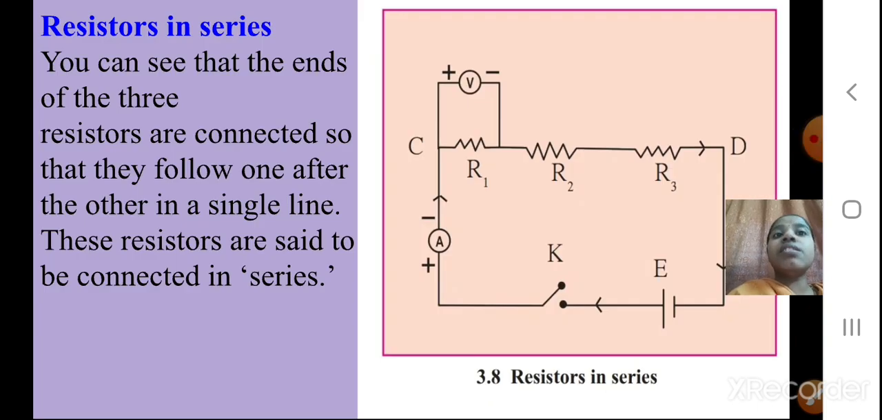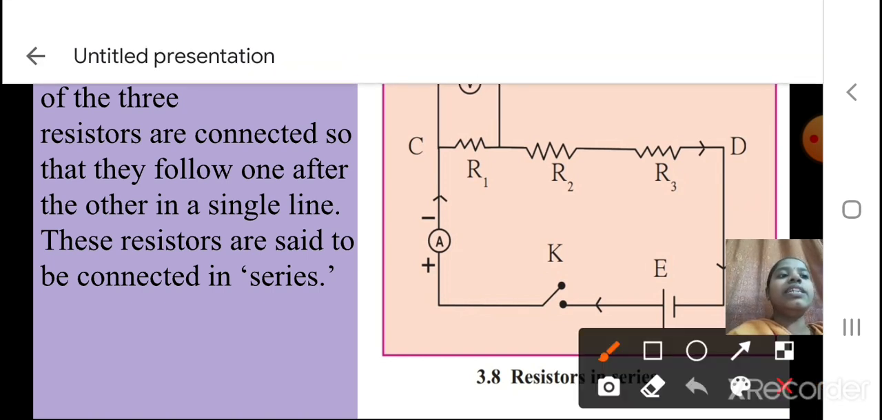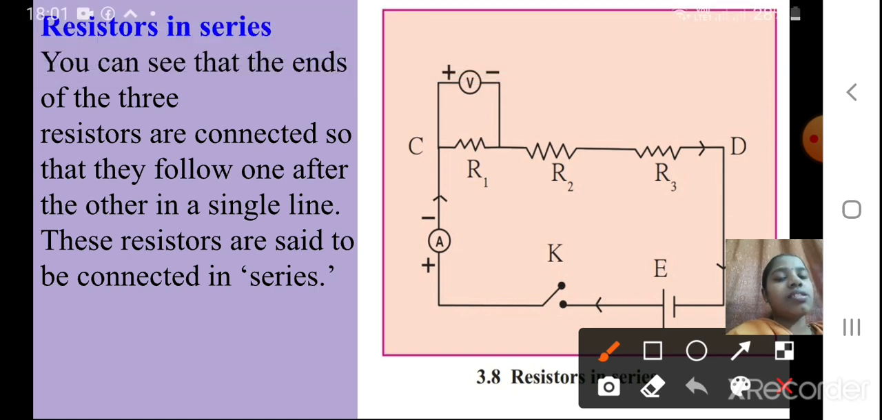Now see here, resistors in series. Now what is this, students? Resistors in series we will see. You can see that the ends of the three resistors are connected so that they follow one after the other in a single line. We are talking about the resistors. Now only we saw how we draw the resistor, right? See, this is my resistor 1, this is my resistor 2 and this is my resistor 3, right? So how are the three resistors connected? They are connected one after the other in a single line. Can you see they are in a single line? Yes. These resistors are said to be connected in series.